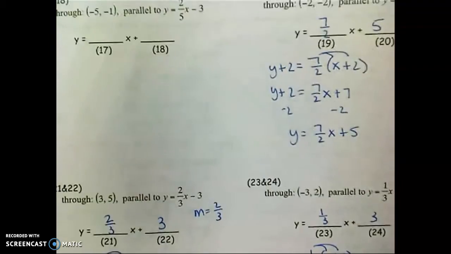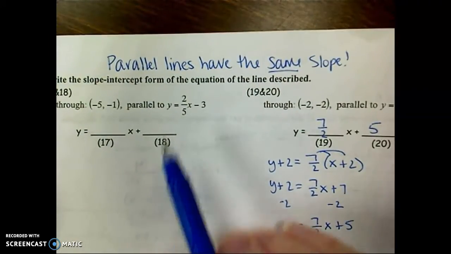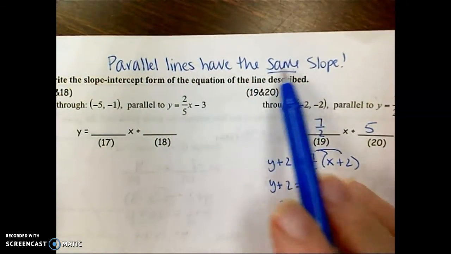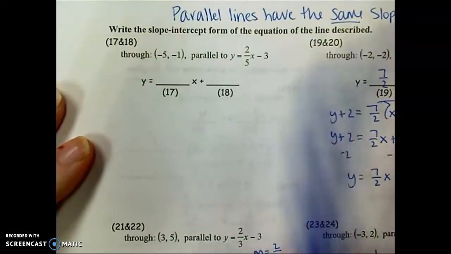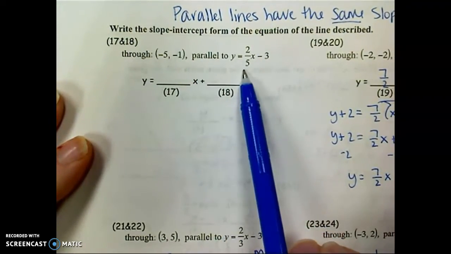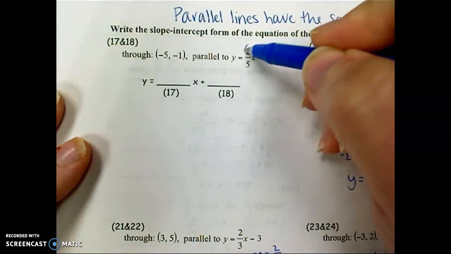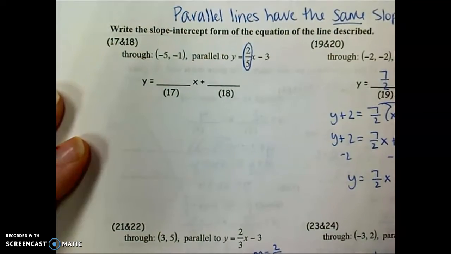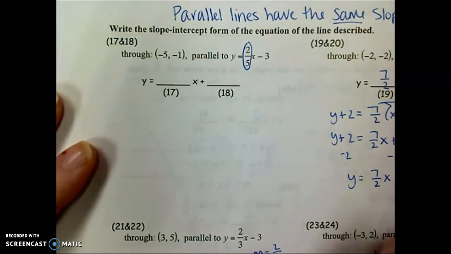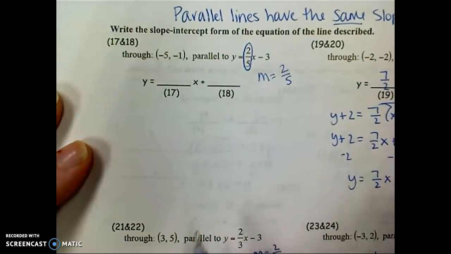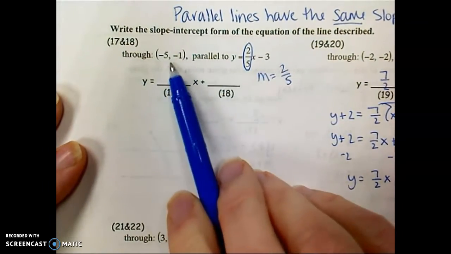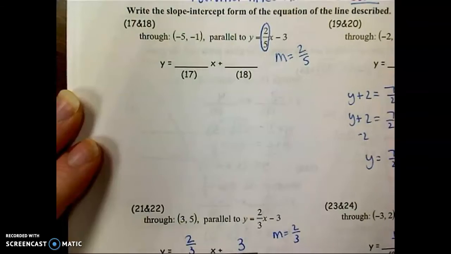Okay, let's look at the next set of problems. You need to remember that parallel lines always have the same slope. So when you're writing the equation of the line described and you want it to be parallel to this line, all you're looking at is the slope, which is the number in front of x, and you want to keep it the same. So we also want our slope to be 2/5. So I know my slope, I know a point, I'm ready to use point slope form.